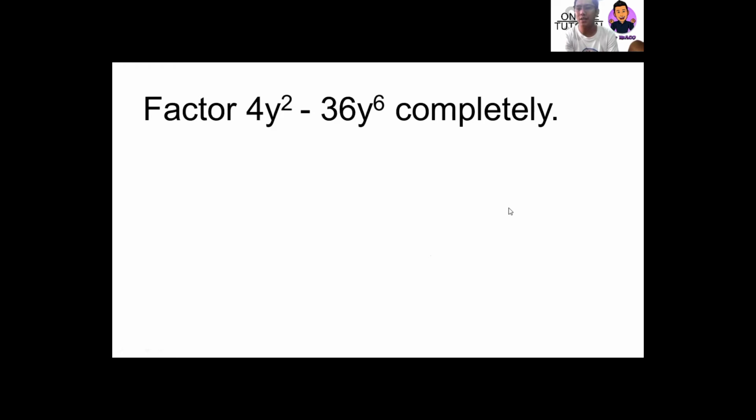How about this? Factor 4y squared minus 36y raised to 6 completely. Okay? We all know that 4y squared is a perfect square since 2y times 2y is 4y squared. And 36y raised to 6 is also a perfect square since 6y cubed times 6y cubed is 36y raised to 6. But first, I'll look for the common monomial factor. The 4 and 36 are divisible by 4, then y squared. So the common monomial factor is 4y squared. Then 4y squared divided by 4y squared is 1. Then negative 36y raised to 6 divided by 4y squared is negative 9y raised to 4.